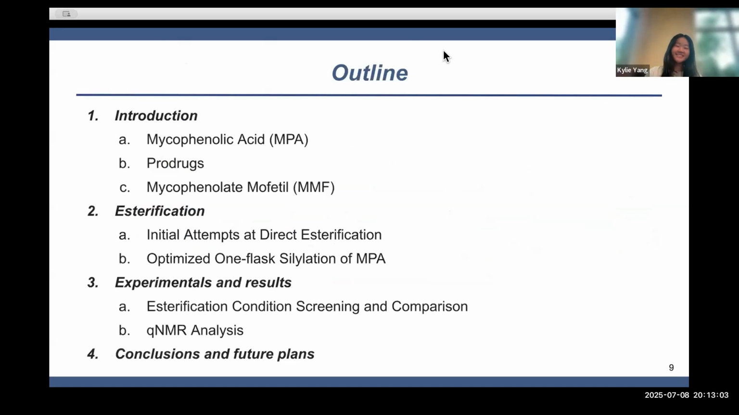So to give a brief outline of what we're going to be conversing over today, we'll go over mycophenolic acid, MPA, and its prodrug derivative, mycophenolate mofetil, and we'll introduce esterification as a key reaction for this transformation, starting with initial challenges that we encountered in direct esterification. After that, we'll discuss the optimized one-flask silylation of MPA, followed by our experimental approach, including condition screening and qNMR analysis. And finally, we'll wrap up with conclusions and future plans for our project.